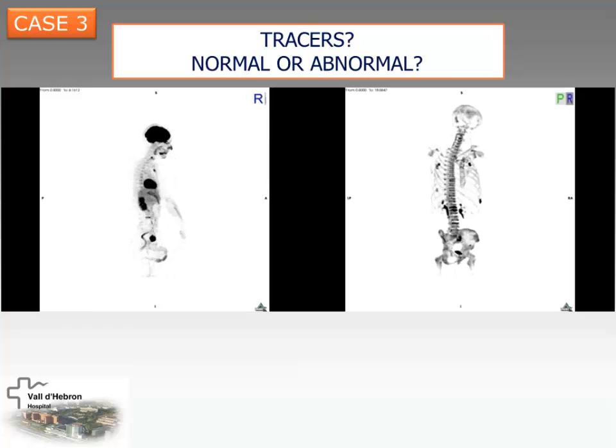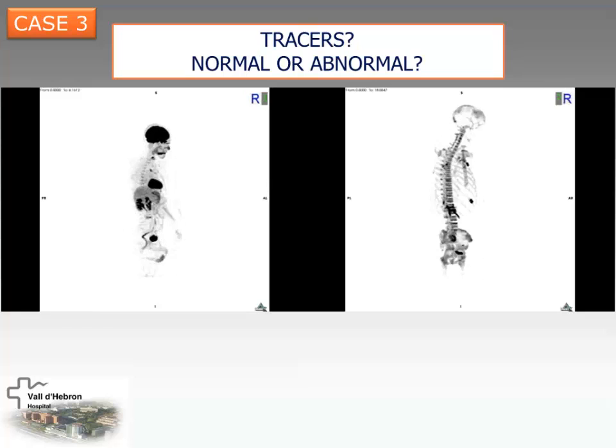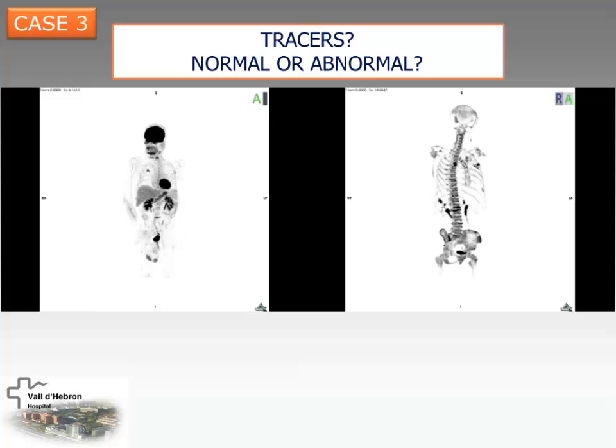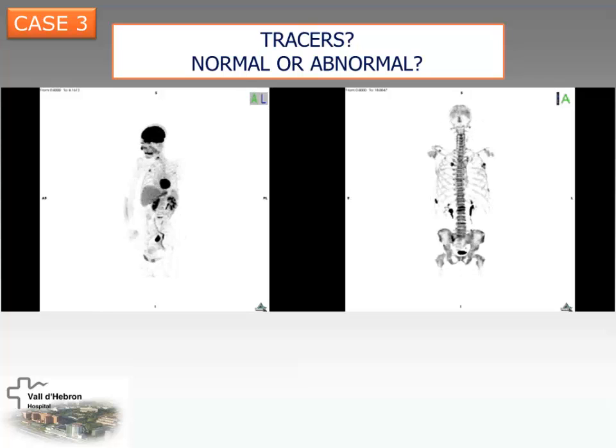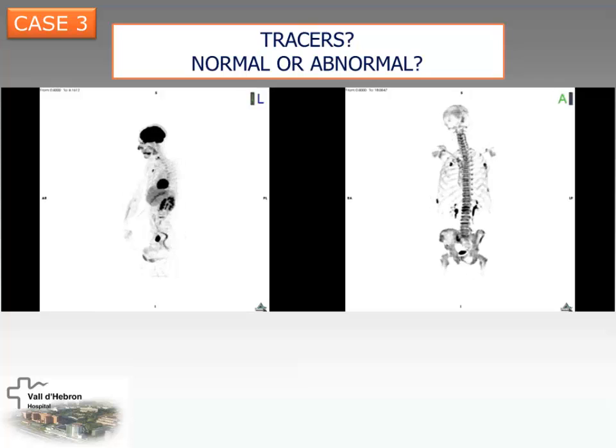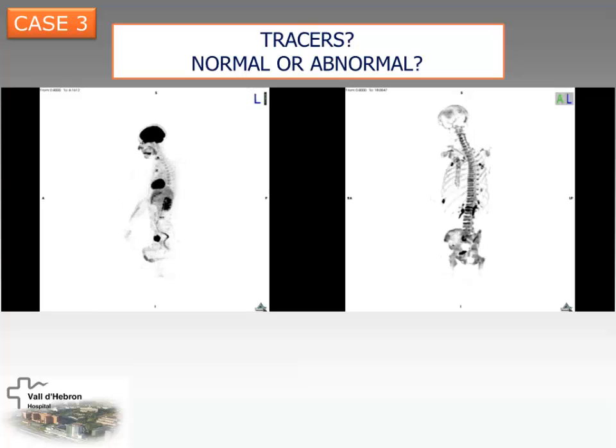Yes, skull lesions, vertebral lesions, costal lesions, in the pelvis also, yes? And with FDG, can you see any of these lesions? Few. Fewer lesions than with fluorine, yes? And you are working with adults. Well, what do you suggest as diagnosis? The bone scan was normal.